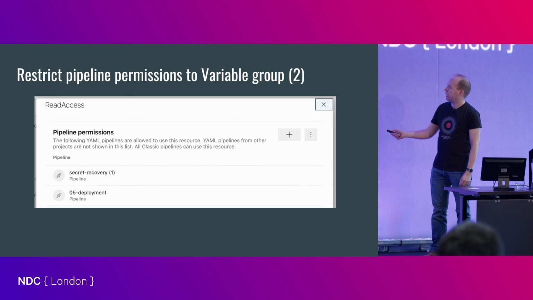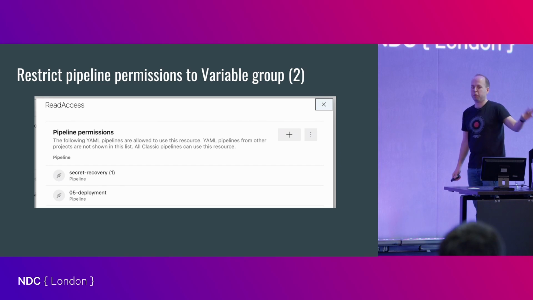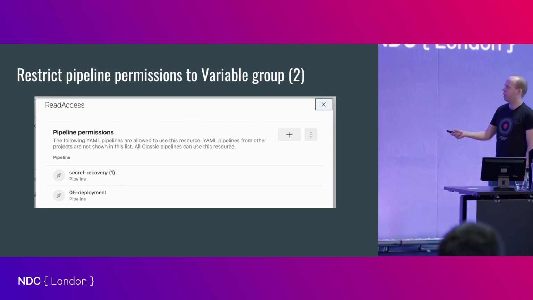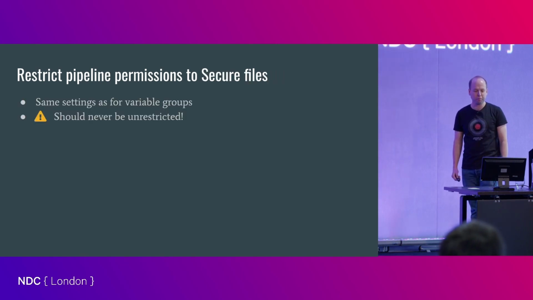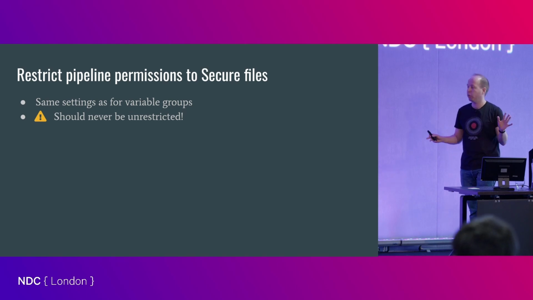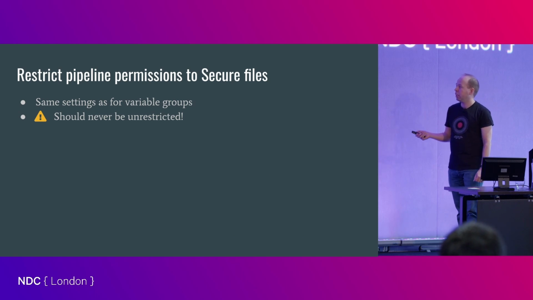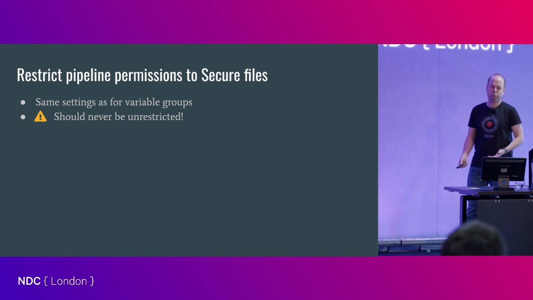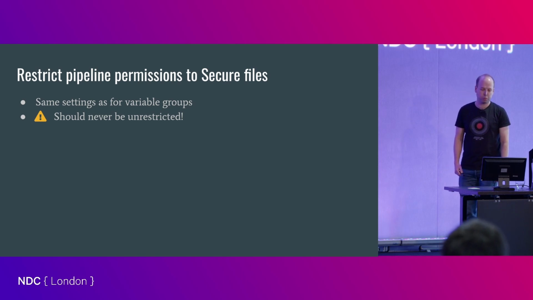Last trick with this, the classical pipelines can still use the resource. Doesn't matter that it's restricted. Doesn't matter with the authorization flow. All the classical pipelines will still have full access to whichever variable group they want. So disable them and migrate away from them if you want to be a bit more safe. Secure files, maybe you aren't using them, but the same settings apply, just as we showed here. It's just that in that case, I can't really see a use case where you want to have them unrestricted, because the secure files are, by name, something that is a secret, right? So they should always be restricted.